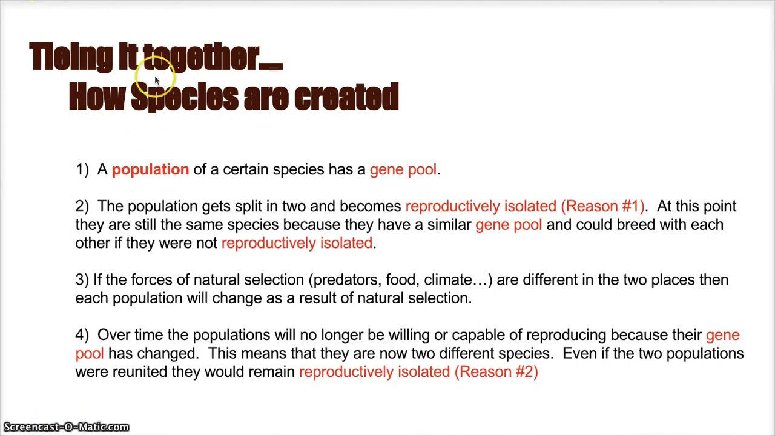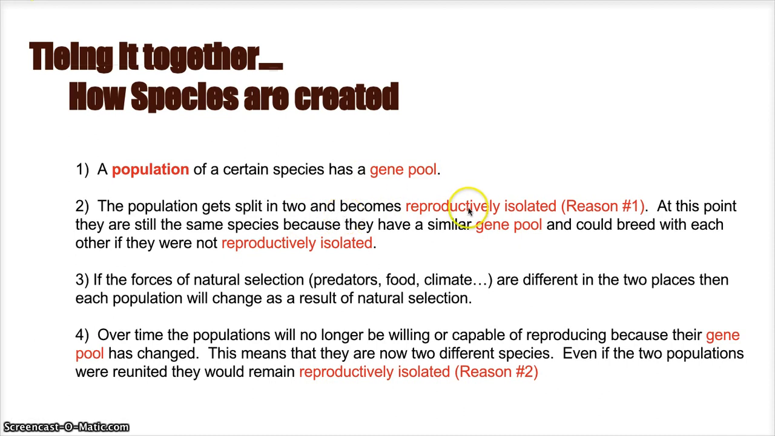Okay? So, here's why this is important. Basically, we need to tie all of these concepts that we've talked about over the past two days together. So, one of the ways species are created, the primary way biologists believe species are created, is a four-step process. The first step is that you have a population of a certain species, and that population has a gene pool, a mixture of genes that they have.